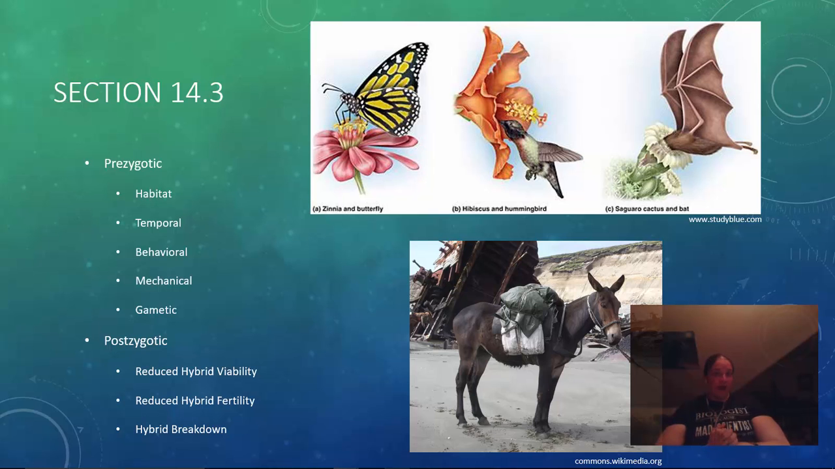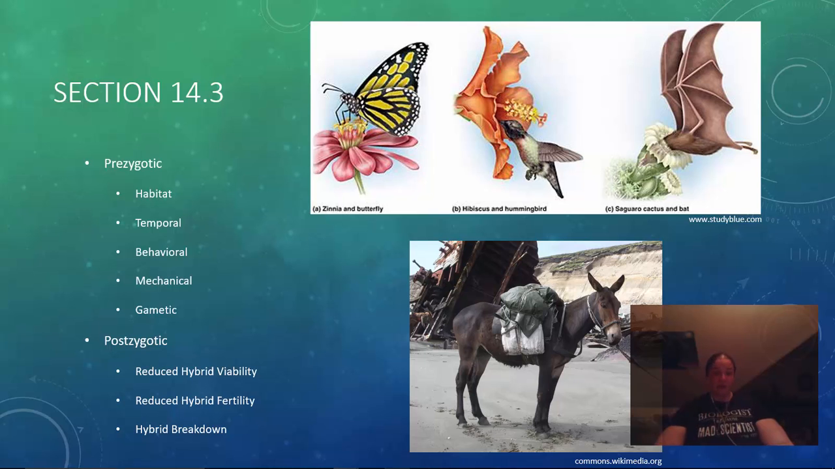Reduced hybrid viability means that the offspring may not survive, or at least not survive very long. Reduced hybrid fertility, which is the case with this mule, means that the offspring may be perfectly viable. They may mature just fine, lead a fairly normal length lifespan, be perfectly healthy, but they're sterile.